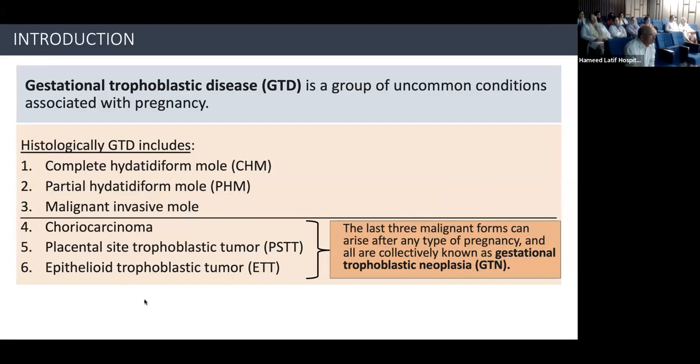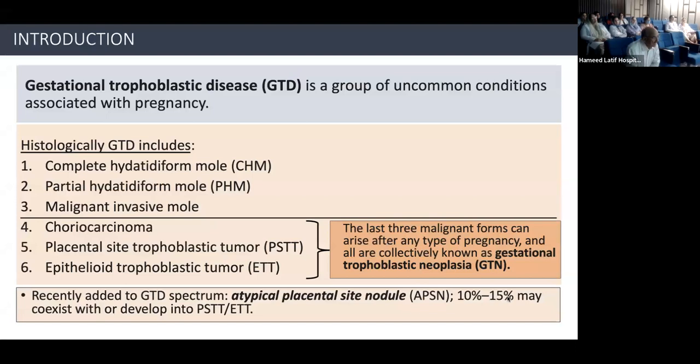of pregnancy, not necessarily following a mole, whereas malignant invasive mole follows only a mole. The choriocarcinoma, placental site trophoblastic tumor and epithelioid trophoblastic tumor can follow any type of pregnancy, which does not necessarily have to be intrauterine, and it can be an ectopic pregnancy. And the recently added is atypical placental site nodule.